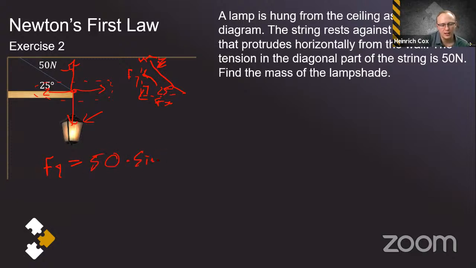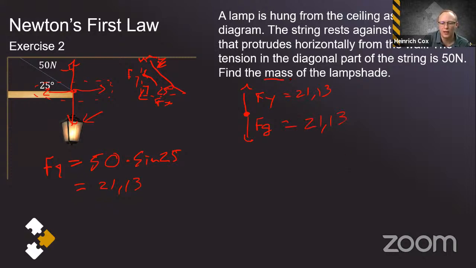Multiplied by the sine of 25, right? And then we go 50 times sine 25, and we get an answer of 21.13. Okay, so 21.13, right? And now in that vertical line of action, we know that this y component going up must be equal to Fg going down, right? So if this is 21.13, then in order for them to be balanced, Fg going down has to be 21.13.